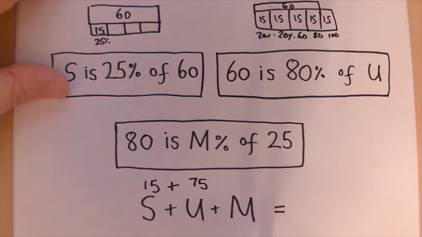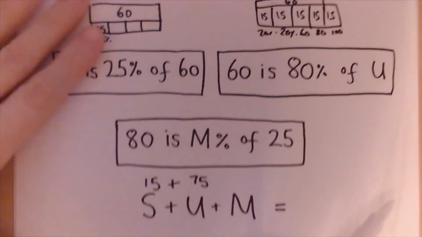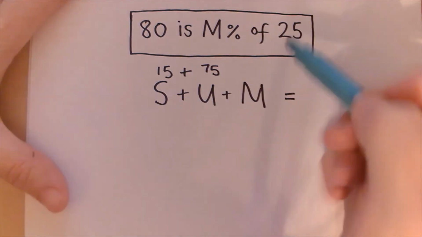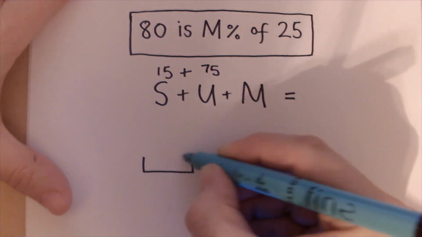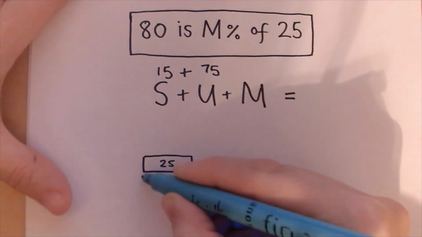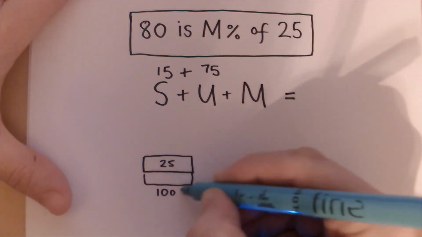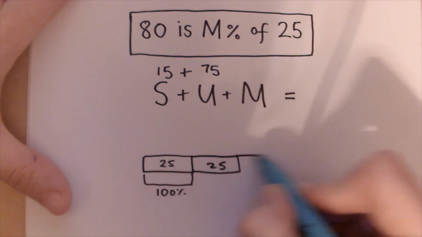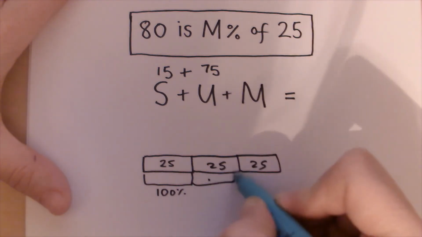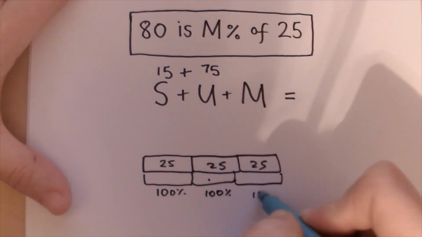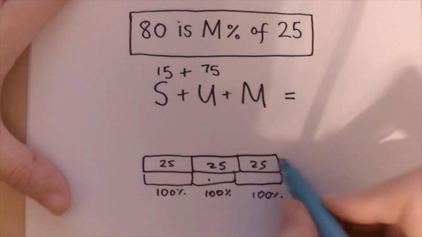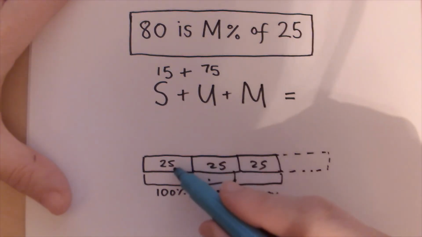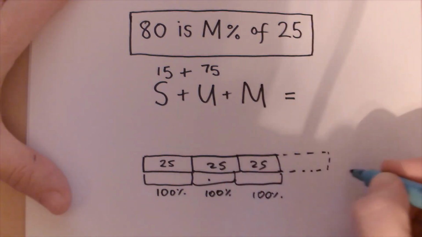So we've just got M to go. Sticking with the bar method, I'm just going to draw one down here. So 80 is something percent of 25. Well, if I have one box here and this is worth 25, that there is actually all of it. So that's 100% of it. So I need to make this up to 80. Another 25 and another 25 would make another 100%, and another 100%. But actually I've got 75. So I'm thinking if I was to draw another 25 box, I only need 5 more, because that's 75. I only need a fifth of the next box.